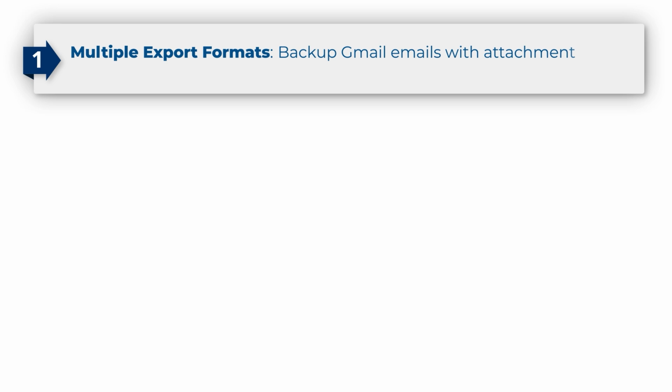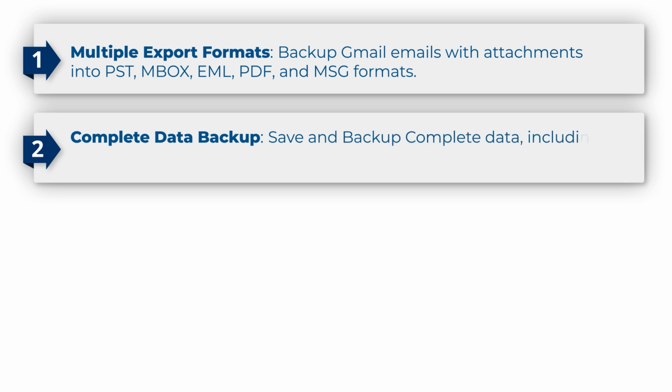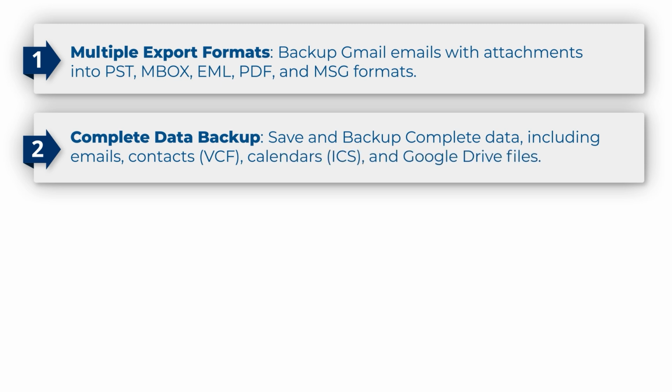Key features of the software. Multiple export formats. Backup Gmail emails with attachments into PST, MBOX, EML, PDF, and MSG formats. Complete data backup. Save and backup complete data, including emails, contacts, VCF, calendars, ICS, and Google Drive files.